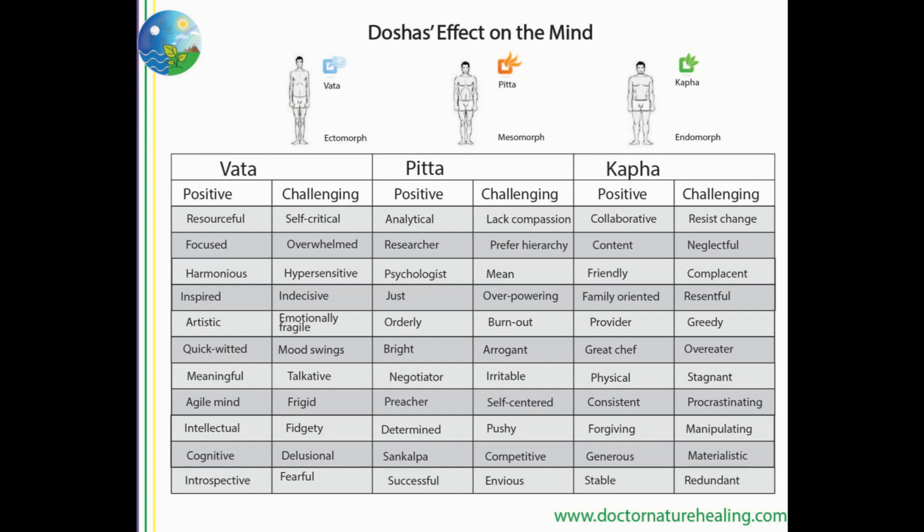The next is Kapha dosha effect of the mind in a positive and challenging way. So the Kapha positive features would be collaborative person, content within and happy, friendly, family oriented, a good provider to the family, and they make wonderful chefs. They are very physical and possess strong physical features, strong body. They're very consistent, forgiving, generous, and they're stable in life. These are good qualities of Kapha dosha, and they're also devotional and loyal.